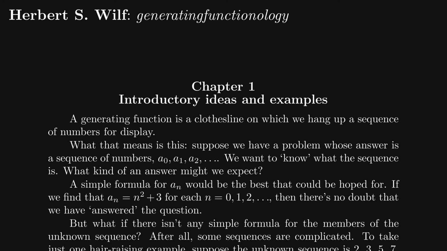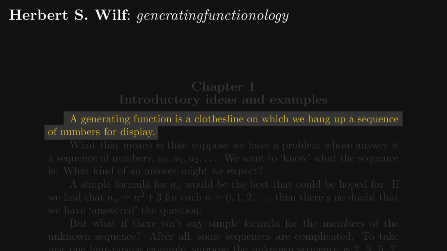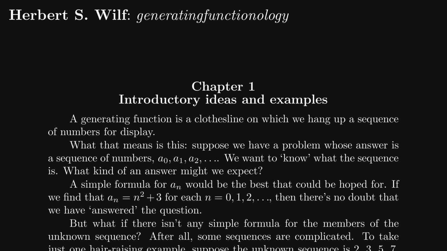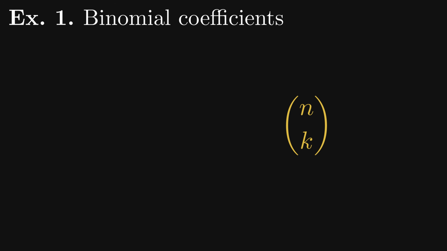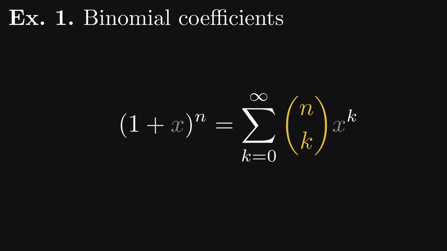For our purposes, a generating function is a clothesline on which we hang up a sequence of numbers for display. As Herbert Wilf phrases it in his book Generatingfunctionology, which is the book on the subject: we are only interested in the combinatorial properties of generating functions. Let's see an example. The generating function of the binomial coefficients. If we take n over k, multiply it by x to the k, and sum over k, we obtain the polynomial (1+x) to the n. This is given by the famous Newton's binomial theorem.